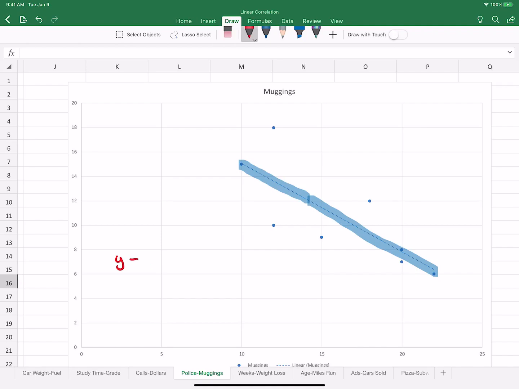Remind me, what does y equal again? Negative point what? 721x plus 22 point what? What were the decimal values here? 251.